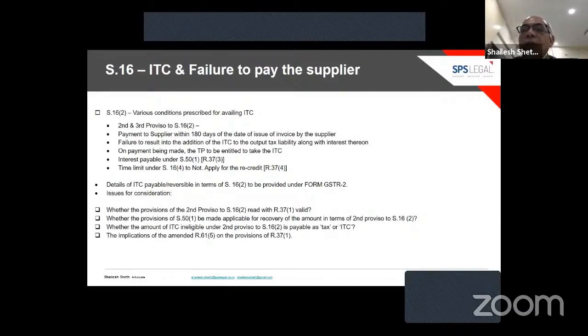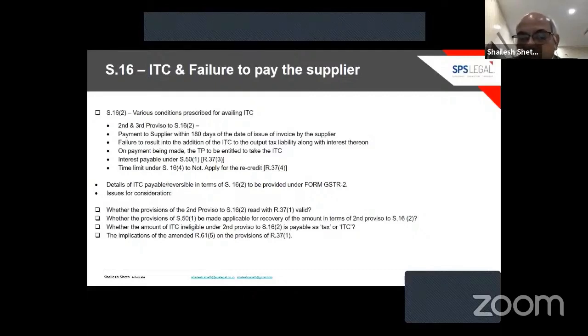Now the question is, if there is a failure, if the recipient buyer, in this COVID-19 era, is not in a position to make the payment to the supplier within 180 days, and these cases are now coming up, the buyer has to reverse the credit with interest thereon. But when he makes the payment to the supplier later on, suppose after 10 months, he can again take back the credit, but he will not be able to take the credit or refund of the interest. So interest will become a cost in his hands.